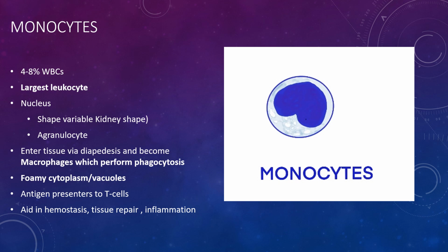Monocytes enter tissue and they become macrophages, where they perform phagocytosis and engulf pathogens. They may have a foamy cytoplasm due to vacuoles in their cytoplasm. They are also antigen presenters, bringing pathogens to T cells. They also aid in hemostasis or clotting, tissue repair, and inflammation.